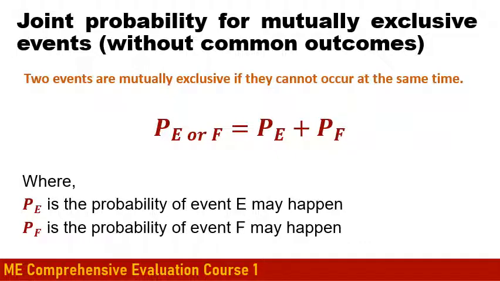And it is defined as P(E or F) is equal to P(E) plus P(F), where P(E) is the probability of event E may happen, and P(F) is the probability of event F may happen.